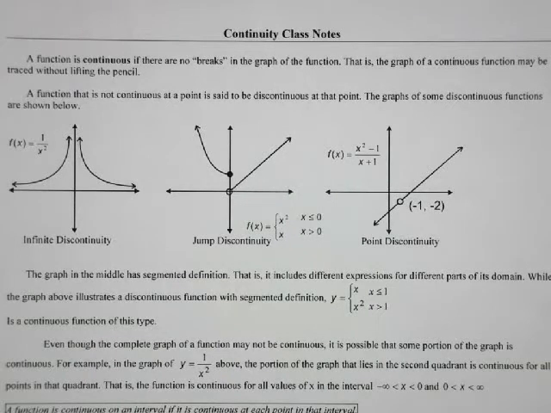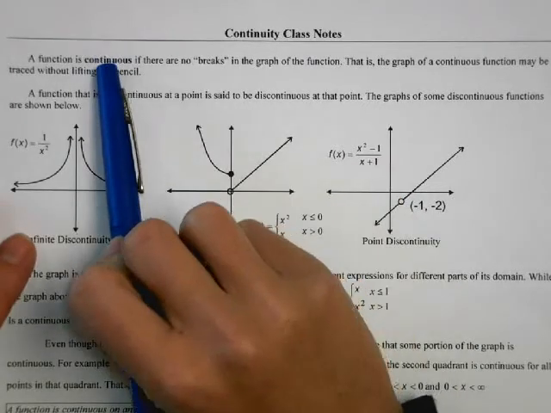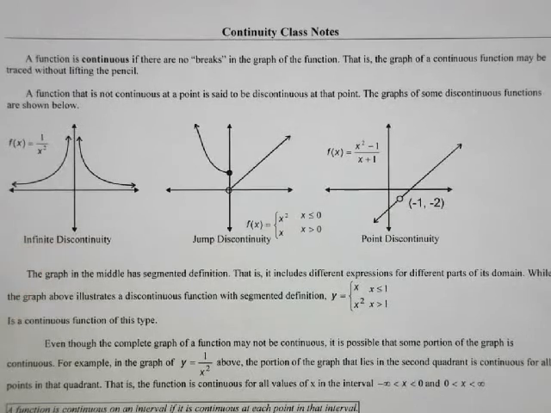Today we're going to be talking about continuity, which is what it sounds like. A function is continuous if there's no breaks in the graph. If you can trace a graph without lifting up your pencil, then it's continuous. If it's not continuous, it's discontinuous, and usually that happens at a specific point.